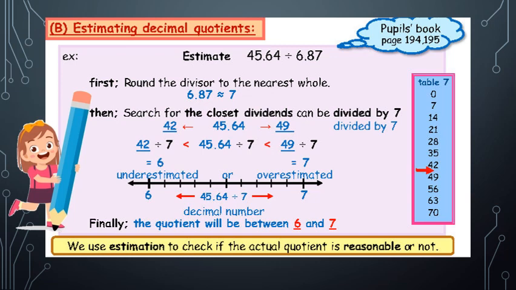And our example is 45 and 64 hundredths divided by 7. So the quotient will be between 49 divided by 7 equals 7 and 42 divided by 7 equals 6. So the quotient will be between 6 and 7.